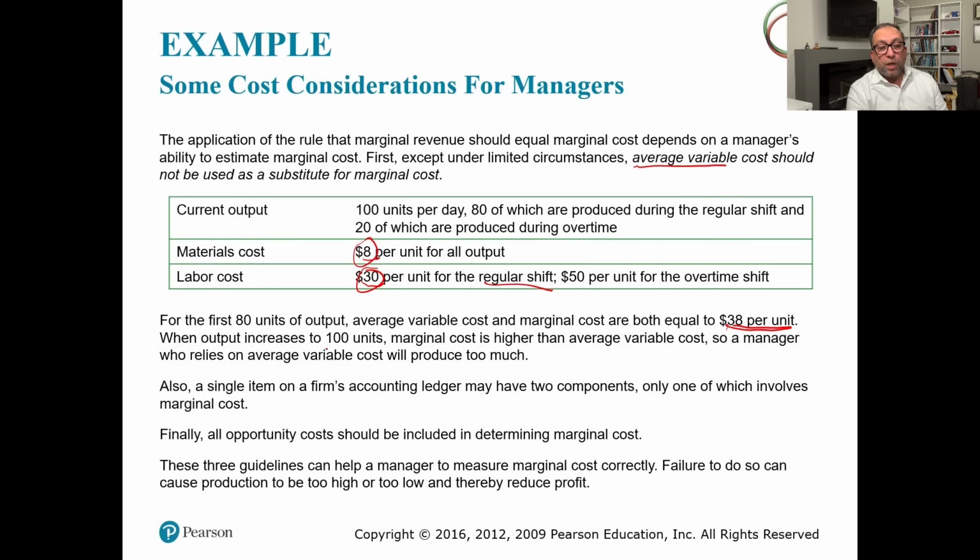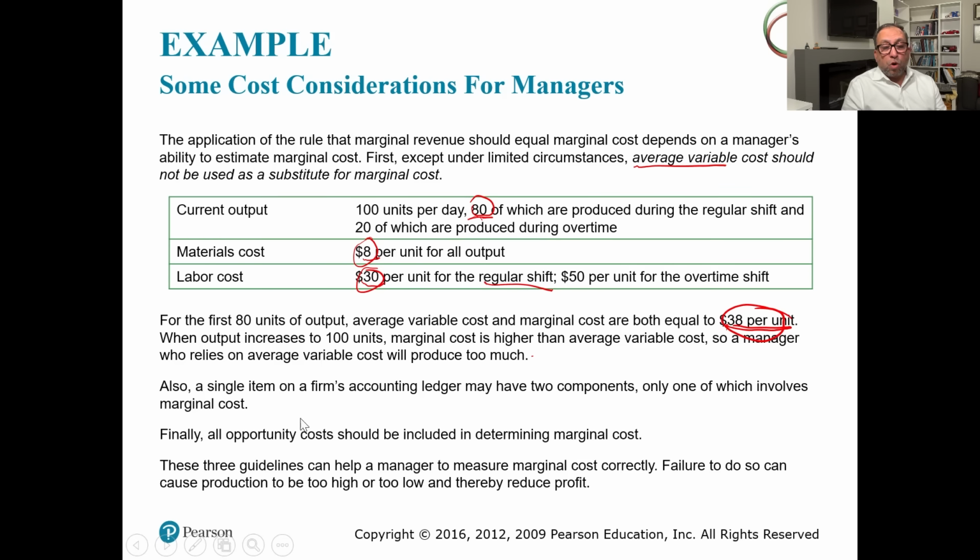So when our output increases to 100, marginal cost is higher than average variable cost. A manager who relies on average variable cost will produce too much. Up to 80, the variable cost of labor and material added up is our marginal cost. But after 80, the average cost is going to change, because now the labor is $50. So you cannot take the average variable cost as the marginal cost, because the marginal cost is now different.